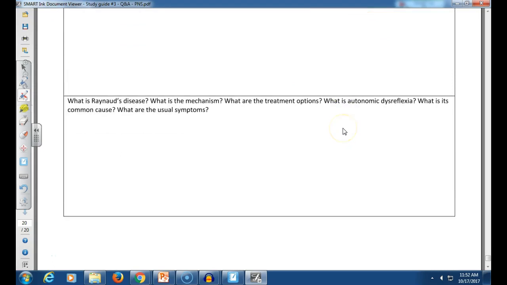And just Raynaud's disease. When I ask what is the mechanism, you can say overconstriction of the blood vessels in the peripheral limbs. That makes sense. Autonomic dysreflexia, just know, it's vasodilation above the spinal cord damage, vasoconstriction below. Any questions? Okay, I will see you on Thursday.